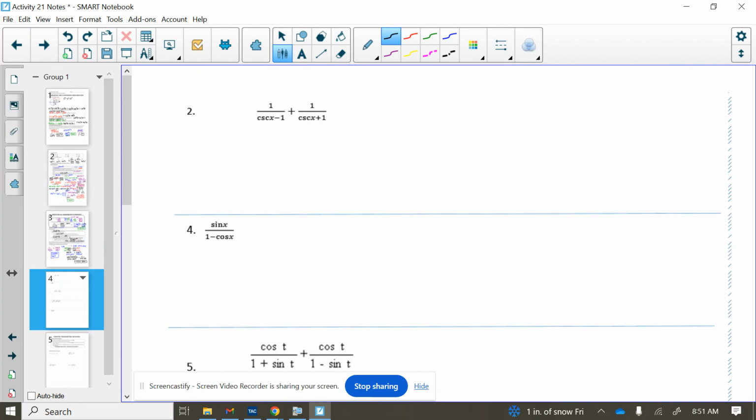All right, next example. Notice again, we do not have a common denominator because 1 is a minus, 1 is a plus. So this time, our least common denominator between the two of these is just going to be them multiplied again, similar to the last one. So cosecant of x minus 1, cosecant of x plus 1.